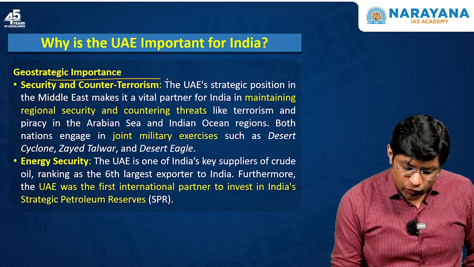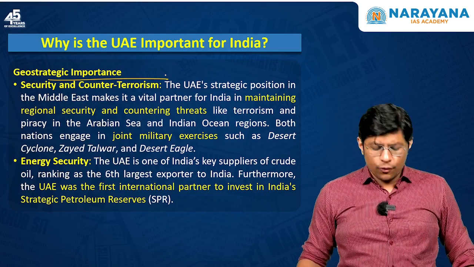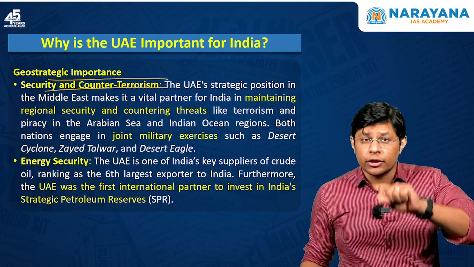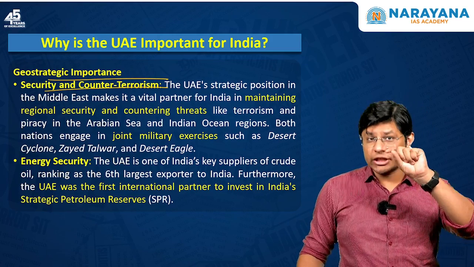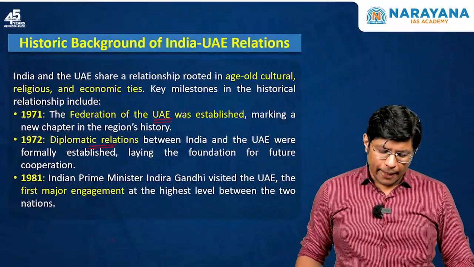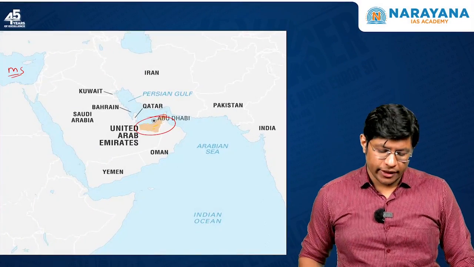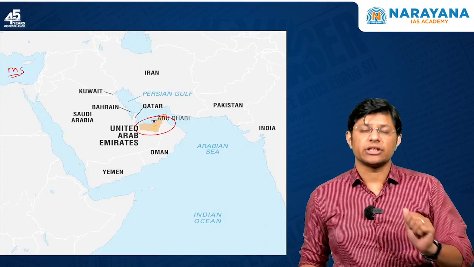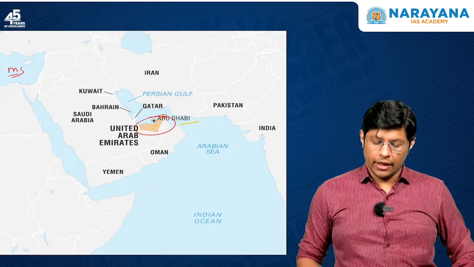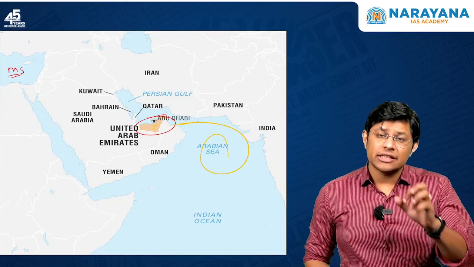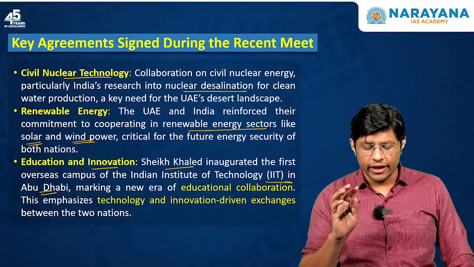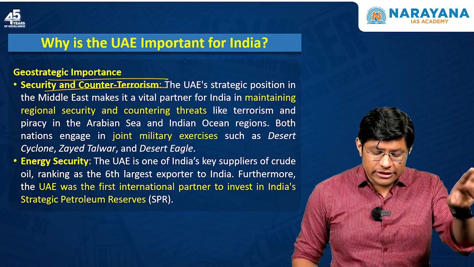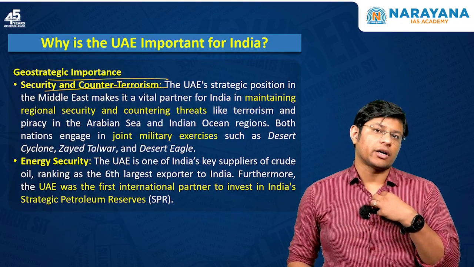First is geostrategic importance. Now, security and counter-terrorism. UAE is very important for regional security. So, if you look at the location of UAE, let me just show you the map of UAE once again. So, this is UAE. This is the Persian Gulf, right? So, we trade with many countries that border the Persian Gulf. Then here we have the Gulf of Oman. We have the Arabian Sea. So, for regional security, Abu Dhabi or UAE is a very, very important country for our country. In order to make sure that the region is peaceful, the Middle East is very important for our country.